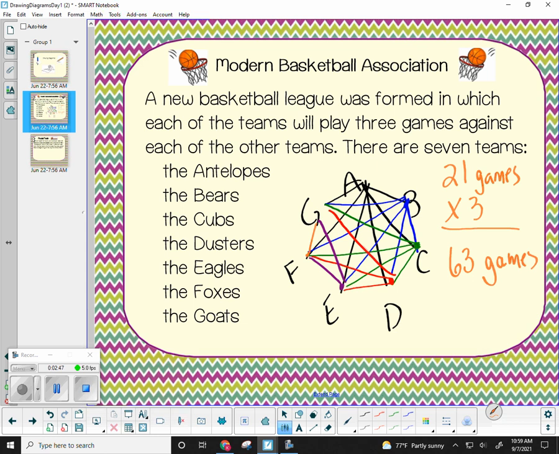Okay, so I know there's other ways to solve this problem. I get that, and you can verify your answer. So you know A had to play 6 other teams, right? And then B would have to play the 5 remaining. C would have to play the 4. D would have to play the 3. Eagles would have to play the 2. The Foxes then just play 1 more. If you add this up, what do you get? You get 21. So I understand that there's more than one way to solve these problems, and I'm okay if you want to verify your answer that way. But remember, our goal is to draw a figure. Any questions about this one?